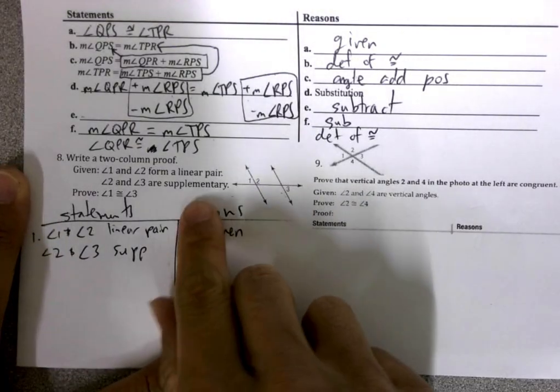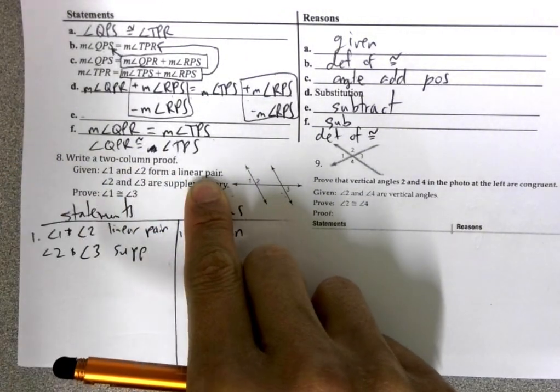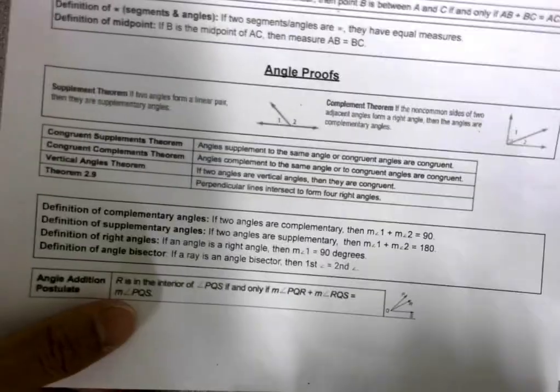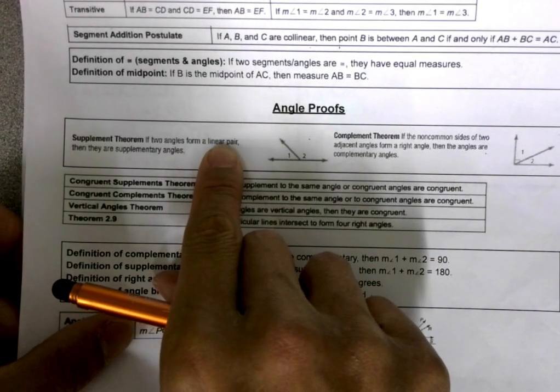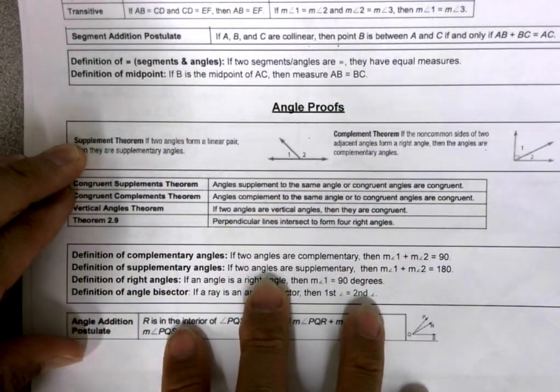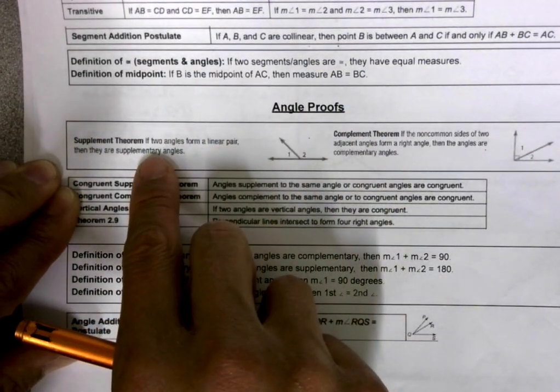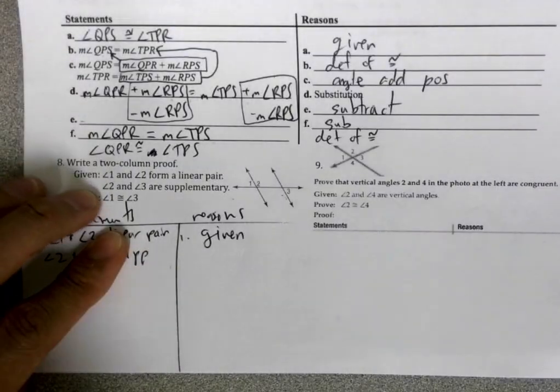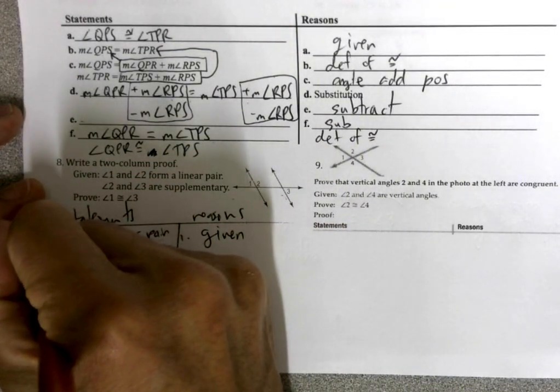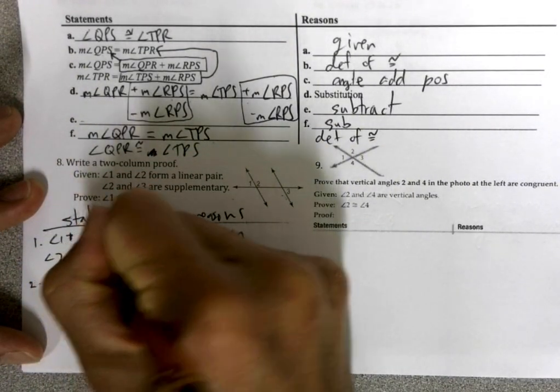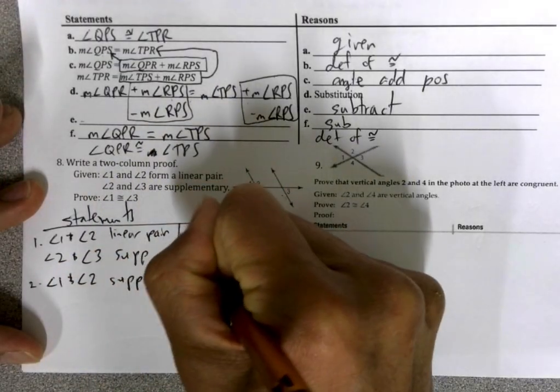So again, like I said, we have linear pair, so we want to convert that into a substatement. Linear pair is the only theorem here that starts with linear pair, and we could say now that the two angles are sup using the sup theorem. So I'm going to say angle 1 and angle 2 sup, and the reason here is sup theorem.